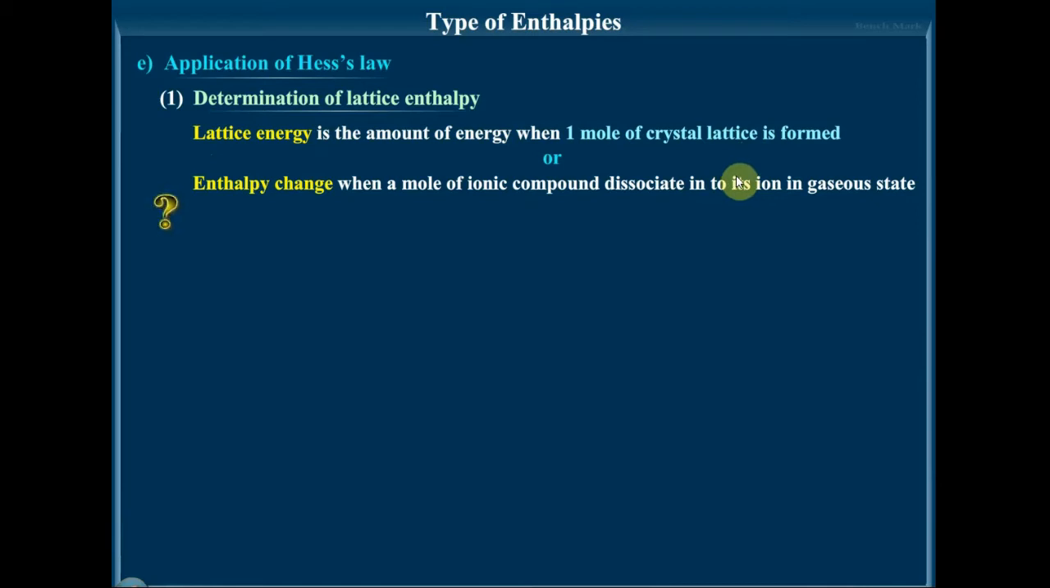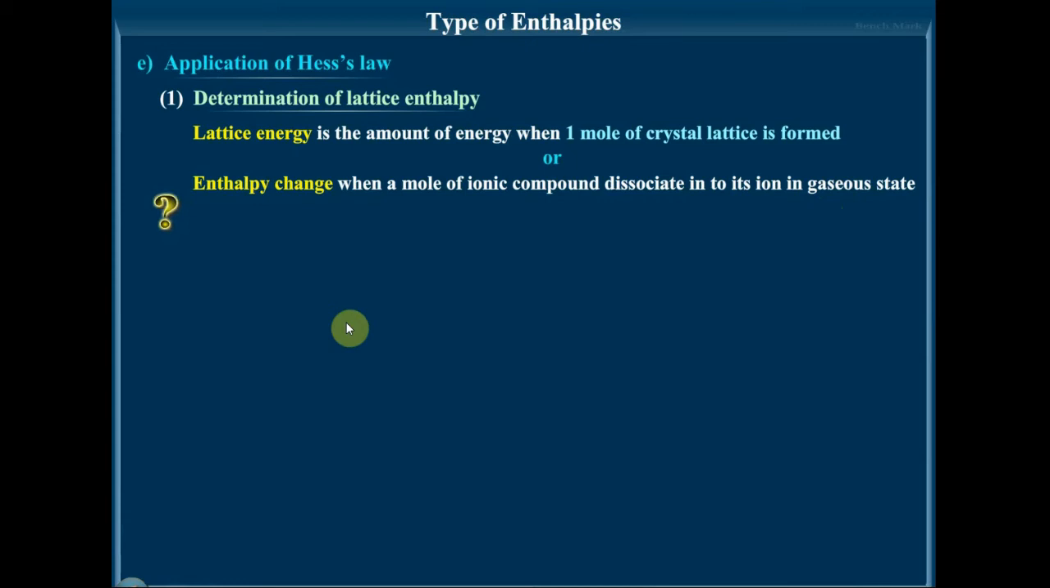That energy is called lattice energy, or the reverse process, that is enthalpy change when 1 mole of ionic solid is dissociating into its ionic state. That is, when NaCl is dissociating into Na+ and Cl-, or when Na+ and Cl- is combining to form NaCl. Both are termed as lattice enthalpy. That is, when NaCl is breaking into the constituents, there it is an endothermic reaction. Then the value would be plus.